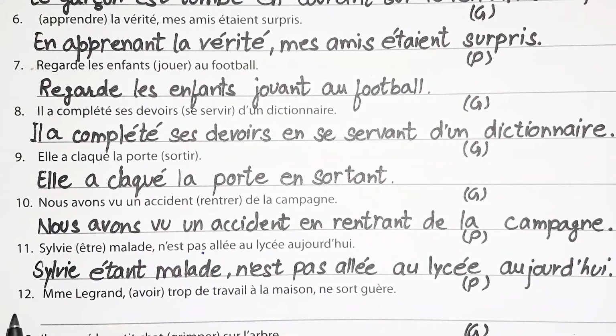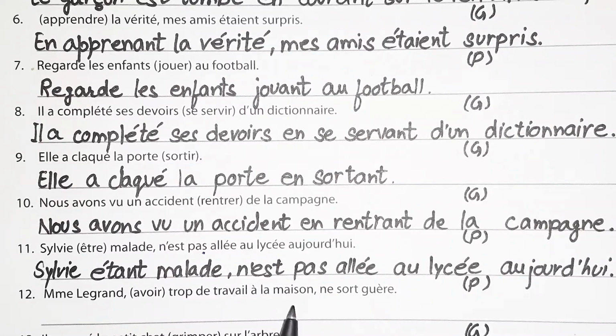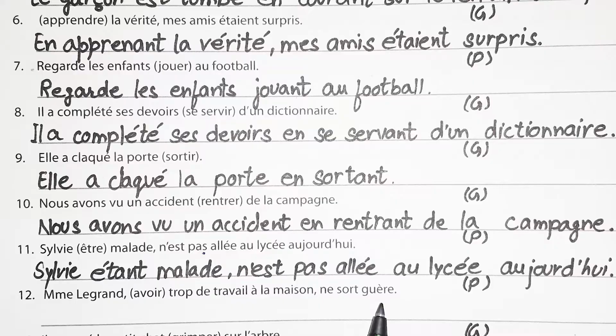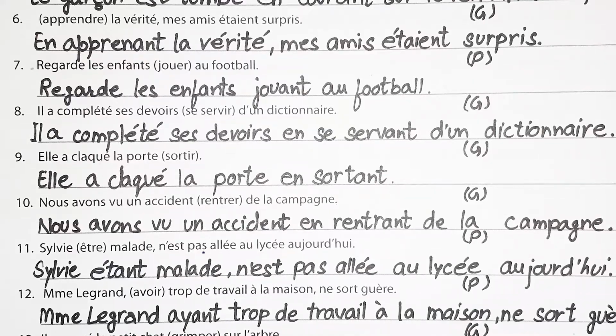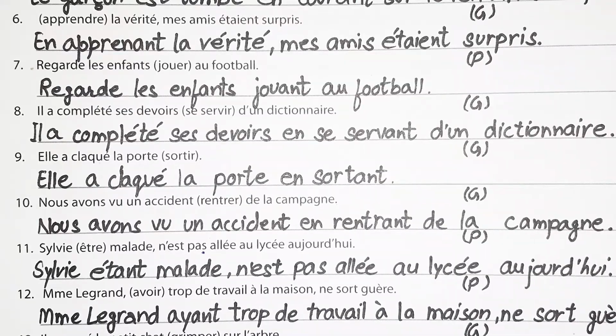Now the next statement is Madame Legrand. The verb is avoir. Trop de travail à la maison ne sort guère. Madame Legrand ayant trop de travail à la maison ne sort guère. Madame Legrand having too much work at home hardly ever goes out. Now here we have got a reason, so we'll use participe présent because she cannot go out. Hardly does she go out because she has a lot of work at home.